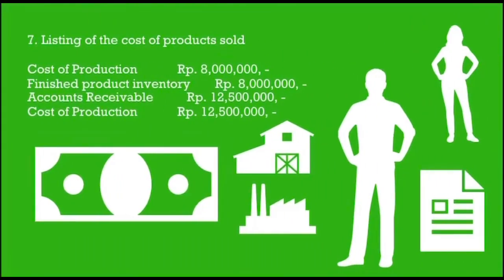And the last step of this journal is listing of the cost of products sold. So cost of production with number 8 million, and finished product inventory 8 million, and accounts receivable is with number 12 million 500 rupiah, and cost of production totally number as 12,500,000 rupiah.